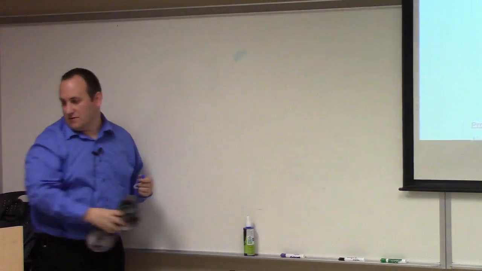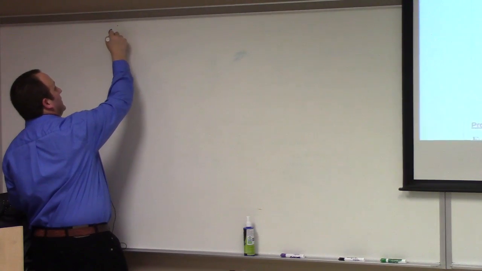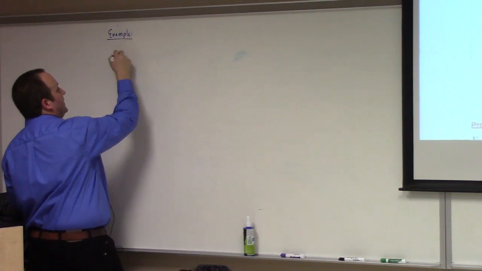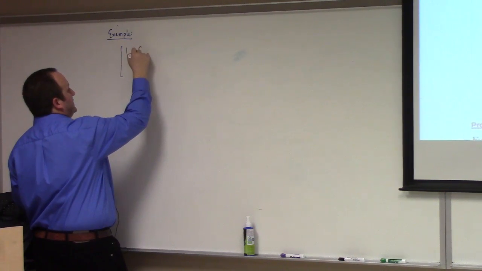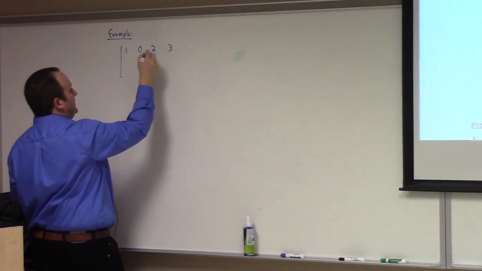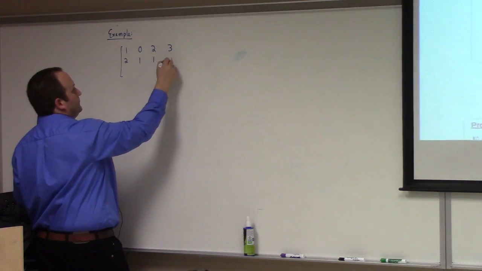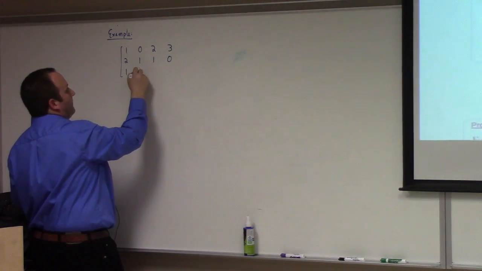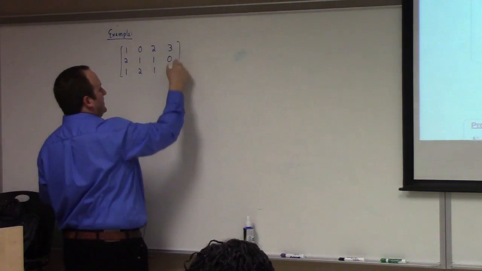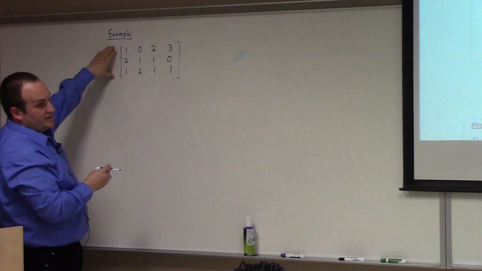Here, let's run through a perhaps more interesting example, and we'll follow this algorithm as we do it, okay? So let's see here. How about 1, 0, 2, 3, 2, 1, 1, 0, and then 1, I don't know, 2, 1, 1. I may regret this. Okay. So here's a matrix. I want to show you how to row reduce this matrix.